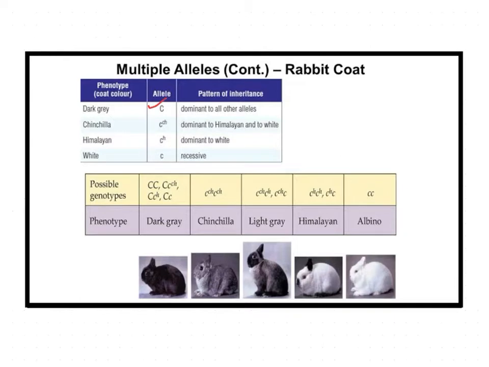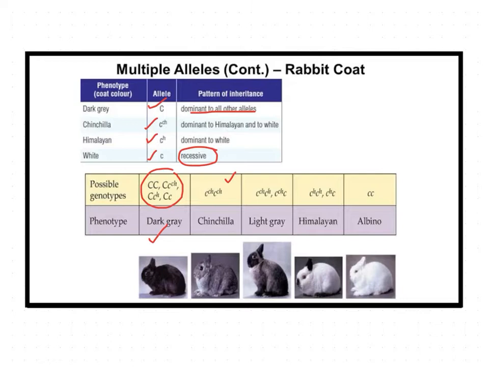जो आपकी capital C gene होती है वो dominant होती है सभी alleles पर. Then chinchilla is dominant to Himalayan and white, while Himalayan is dominant to white, but white is recessive to all. So white जो है वो बाकी सबसे recessive होती है. Chinchilla जो है वो recessive है dark gray से, बाकी दोनों से dominant होती है. So आप देख सकते हैं अगर dark gray color है तो we can have 4 possibilities here. Either we can have capital C, or we can have capital C and chinchilla, or we can say capital C or Himalayan, or we can say the capital C and the white, because dark gray is dominant to all.